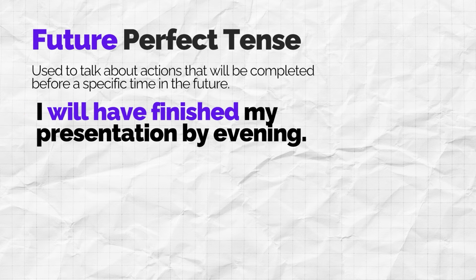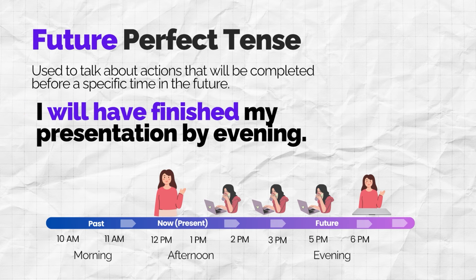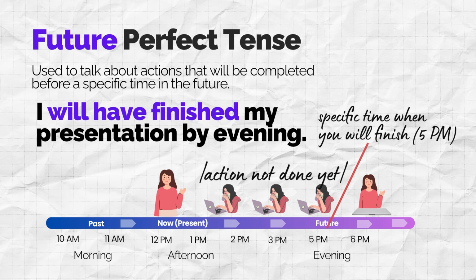I will have finished my presentation by evening. Imagine you are working on a presentation and you are planning to finish it by evening. In this sentence, the future perfect tense, will have finished, helps you talk about actions that you haven't done yet, but are sure you'll complete before a certain time in the future, as in this case, evening. It's like saying, I will complete something before a specific time in the future.